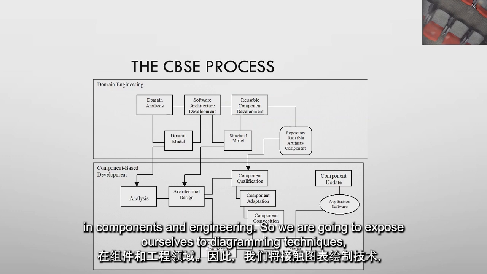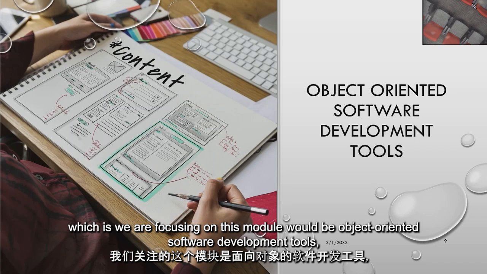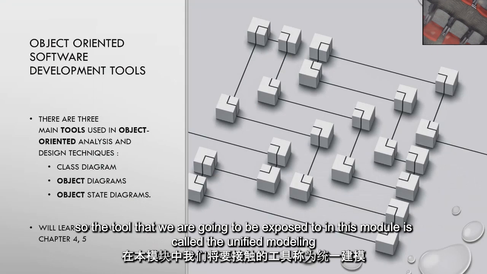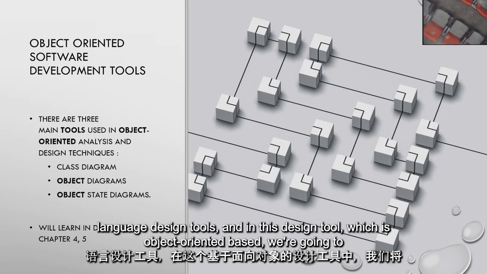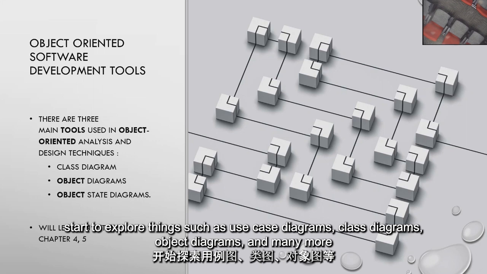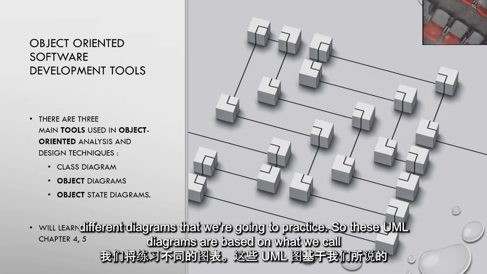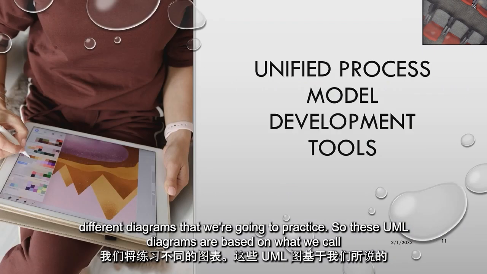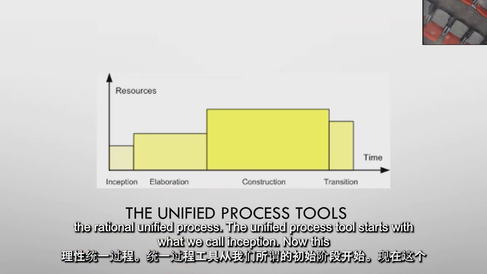So we are going to expose ourselves to diagramming techniques, which is what we are focusing on in this module: object-oriented software development tools, right? So the tool that we are going to be exposed to in this module is called the Unified Modeling Language design tools. And in this design tool, which is object-oriented based, we're going to start to explore things such as use case diagrams, class diagrams, object diagrams, and many more different diagrams that we're going to practice, right? So these UML diagrams are based on what we call the rational unified process.